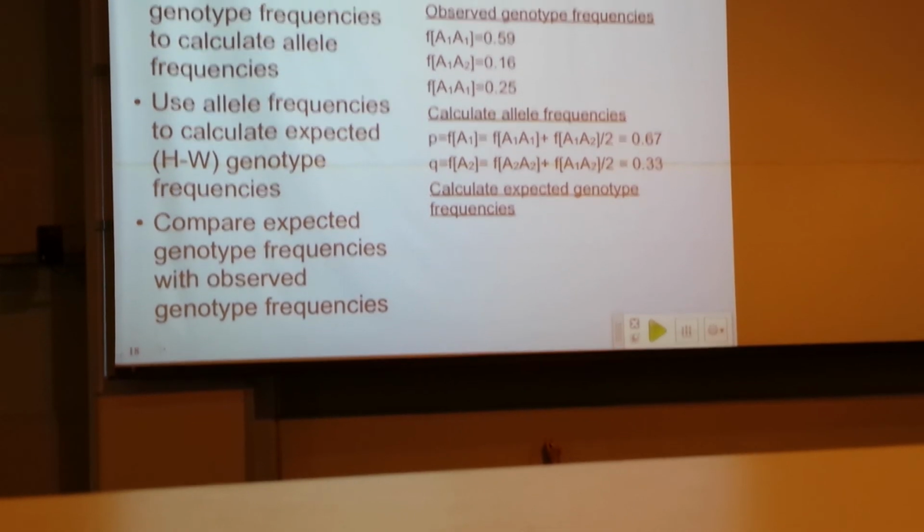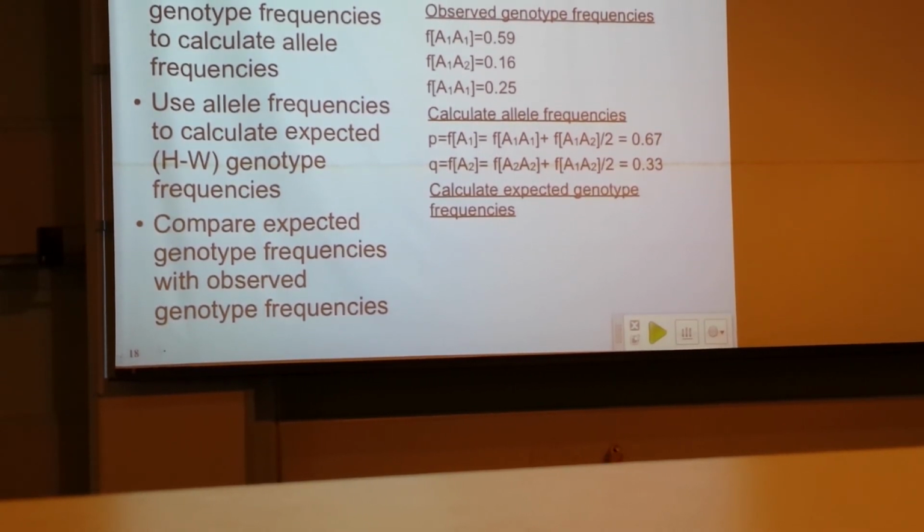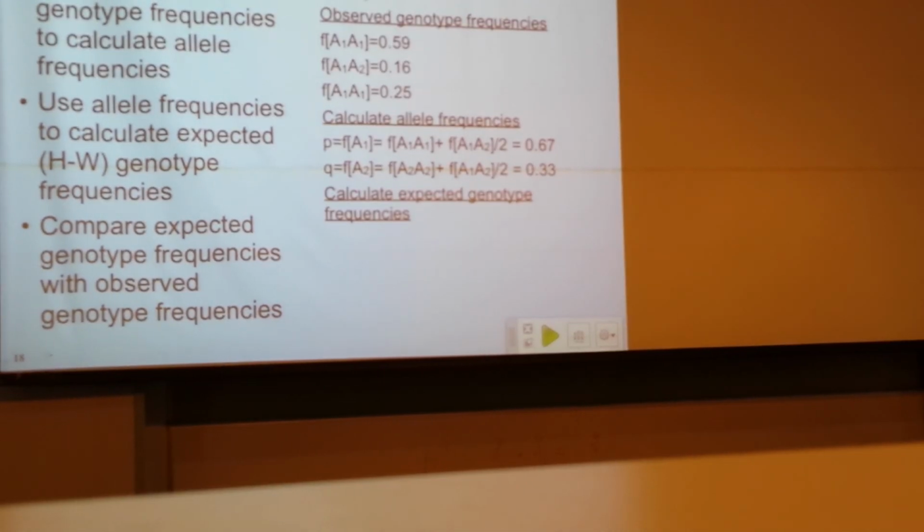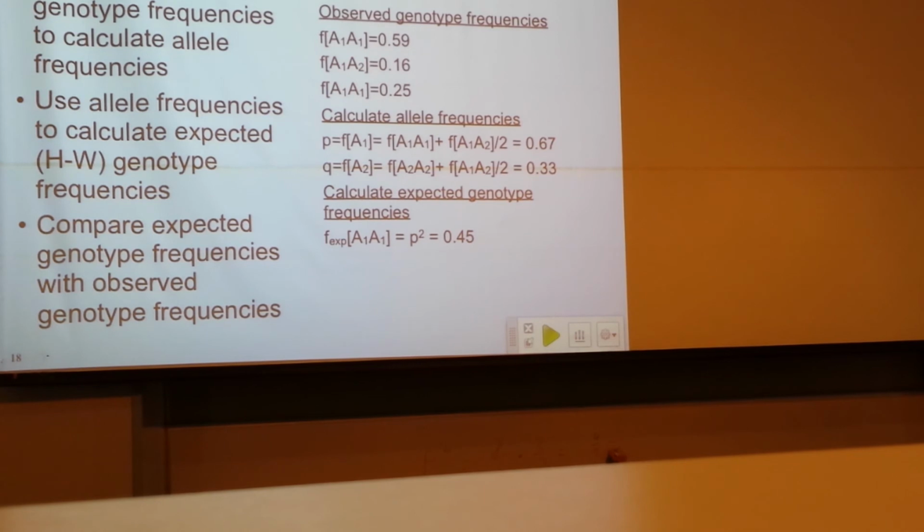So what's the probability that we get P squared? What's the probability that we get 2 of them? So the probability of the first one has got to be 2/3, and the probability of the second one is 2/3, which are both 0.67. Which means that our probability of getting 2 of those A1 alleles has got to be 4/9, which is what? 0.45. Okay. And so that's our expected frequency for A1, A1. Just put a little star there.